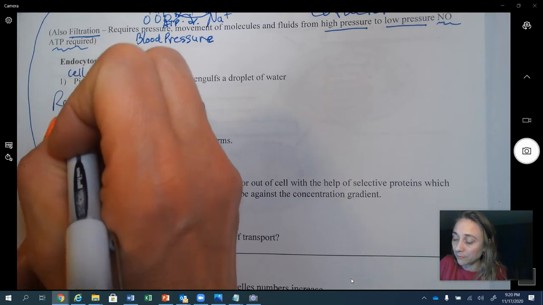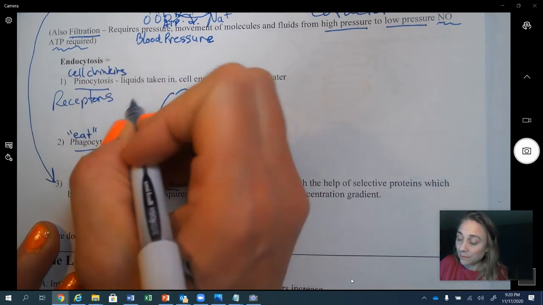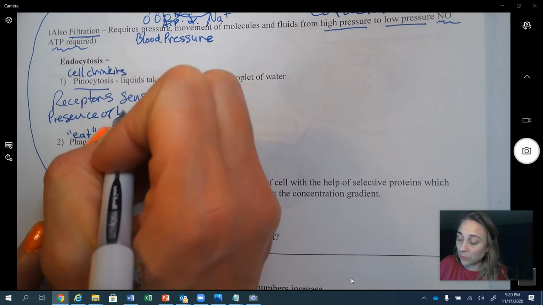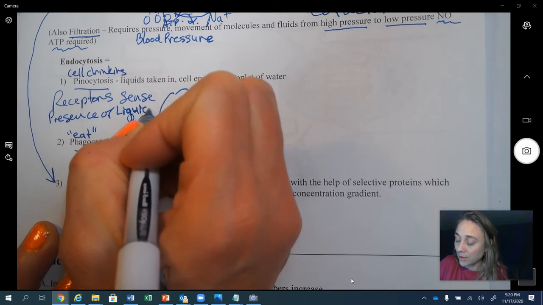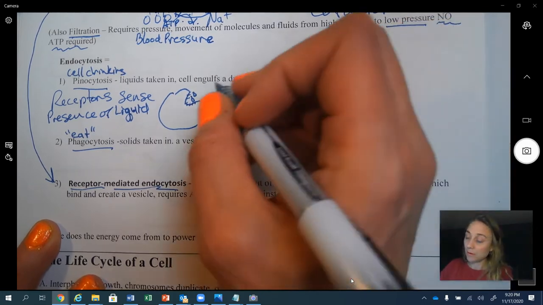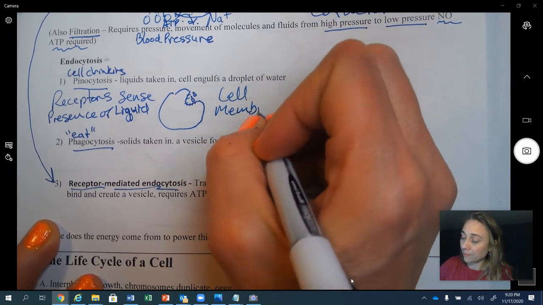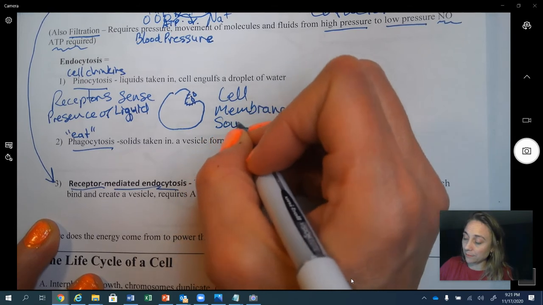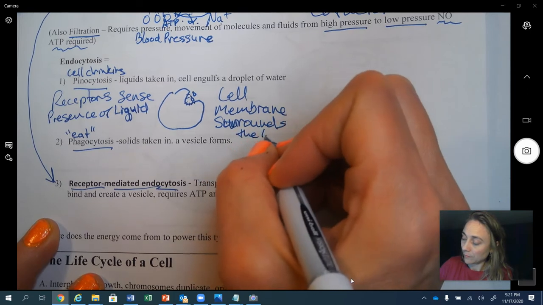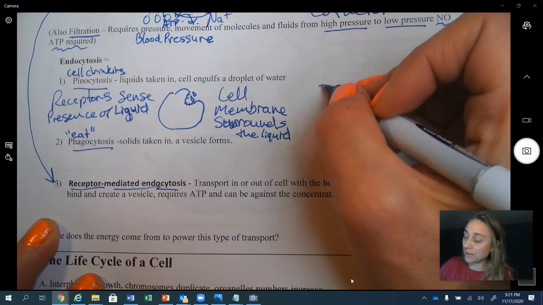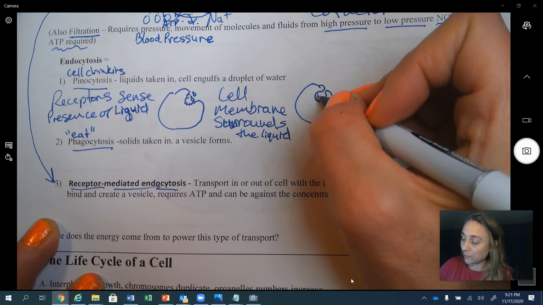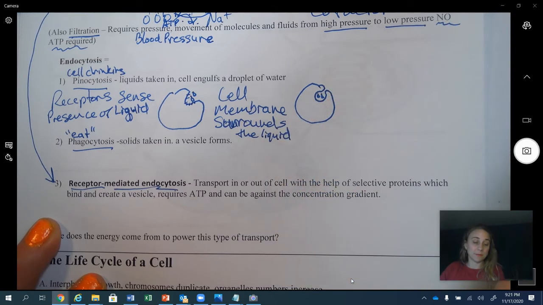Okay, so receptors sense the presence of liquid and they invaginate, they're going to make a vesicle. So the cell membrane surrounds the liquid. All right. And then ATP is also used all the time. You're using a lot of ATP to do this. So there we go, and it creates a vesicle.